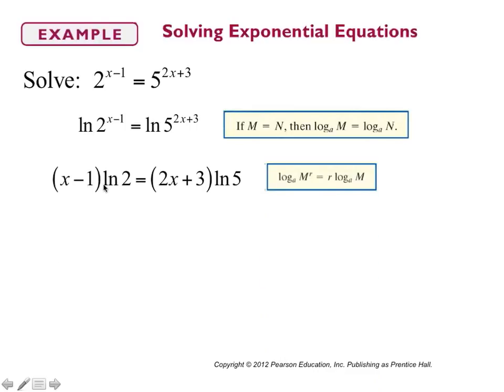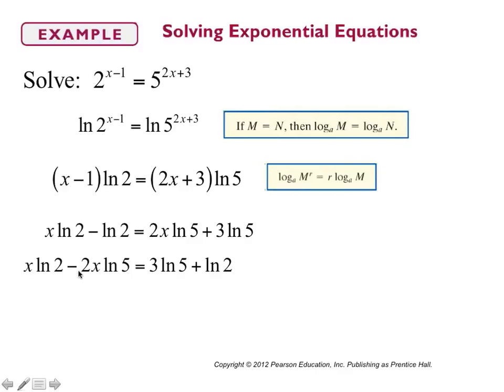So we have (x minus 1) times ln of 2 equals (2x plus 3) times ln of 5. And then we went ahead and distributed. So we have x times ln of 2 minus ln of 2 equals 2x ln of 5 plus 3 ln of 5. And then we get everything that's attached to an x on one side and everything else on the other. So for example, this 2x ln of 5, we're going to want to move that over here. And this negative ln of 2, we're going to want to move that over here. So we have x ln 2 minus 2x ln 5 equals 3 ln 5 plus ln of 2.